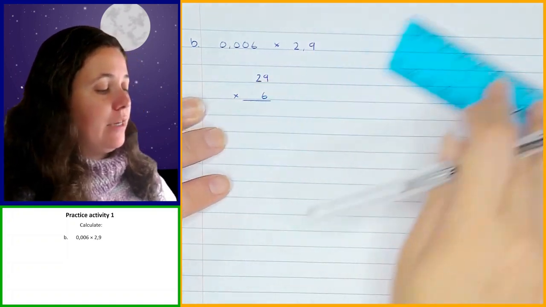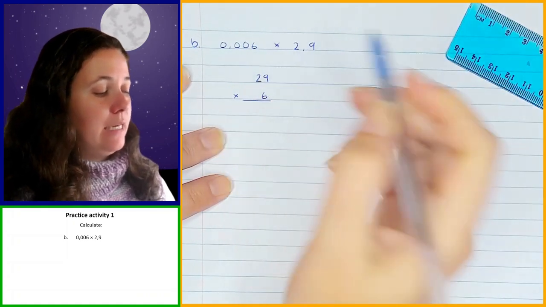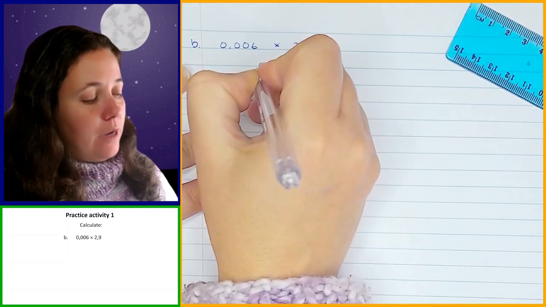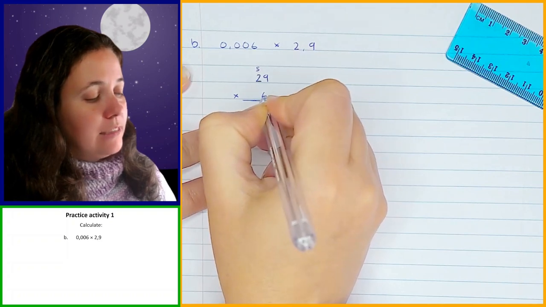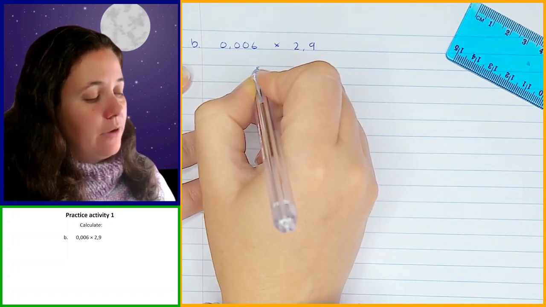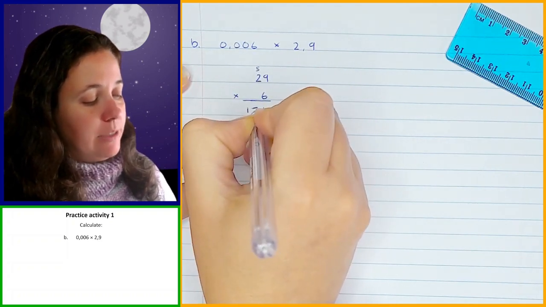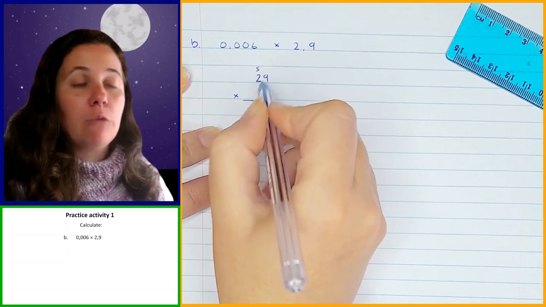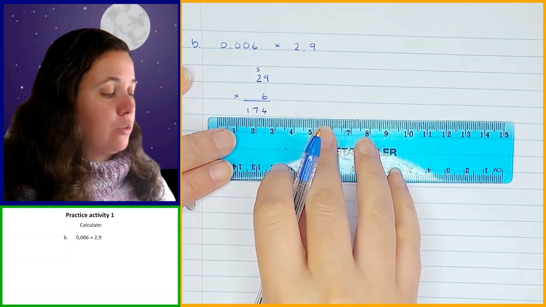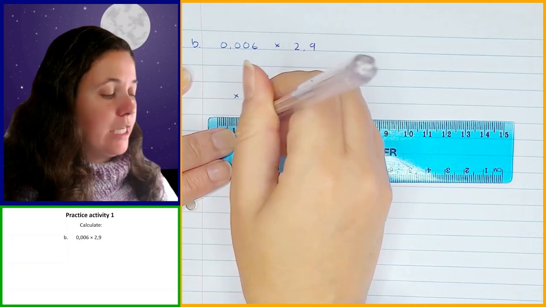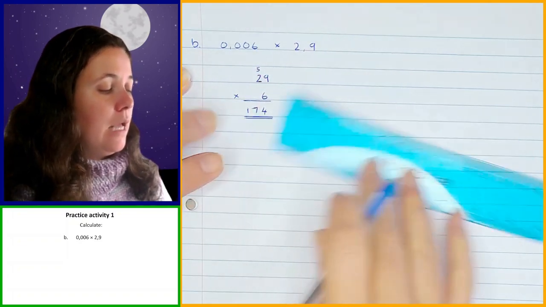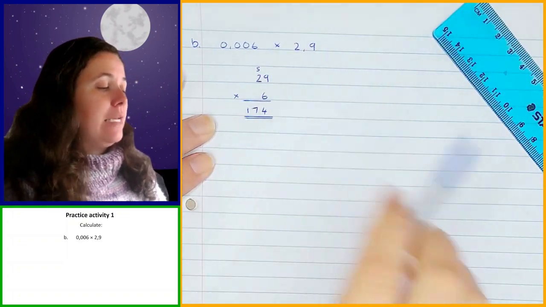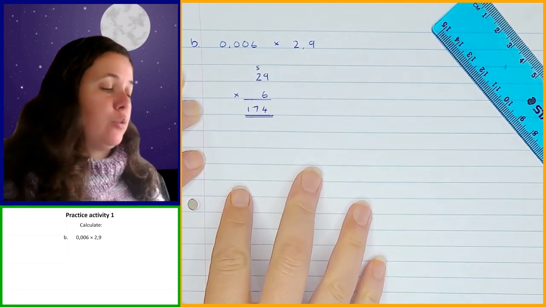Okay, so over here, I'm going to have 6 times 9. That is 54, so I put the 5 over there and the 4 over here. 6 times 2 is 12, plus the 5 is 17. So that's going to be 17 over there. Now, I don't have any other digits here to multiply by, so that means I'm done with this multiplication. So I get 174.